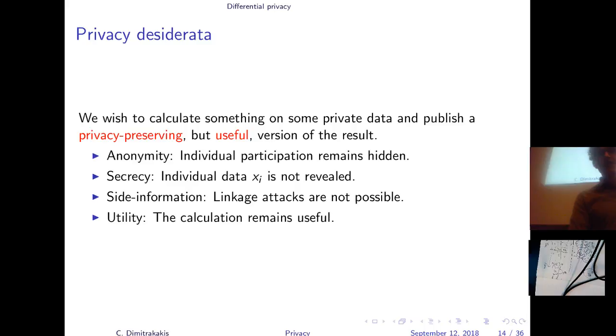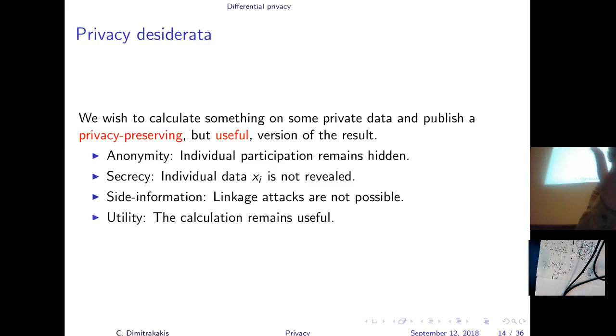It's not possible to have side information. Even if there is side information, then maybe the adversary gains a little bit more compared to not seeing the output of our algorithm, but not much more. So it shouldn't matter what information they have already. They couldn't use this information to amplify what they already know. So no amplification attacks. And finally, the most important thing, utility. It has to be useful. If I just do a random thing without looking at the data, of course there is no privacy problem, but I'm not using the data. So you have to use the data somehow to make the algorithms useful.